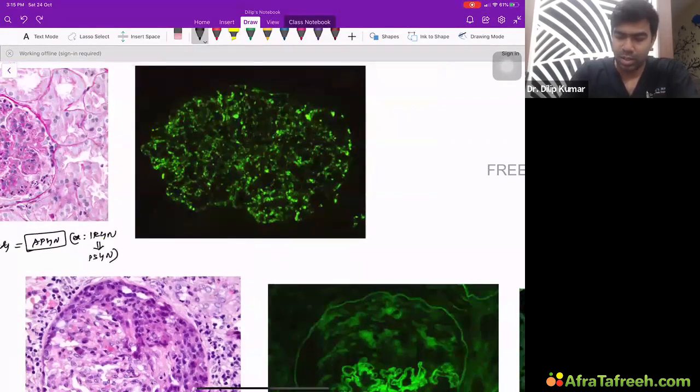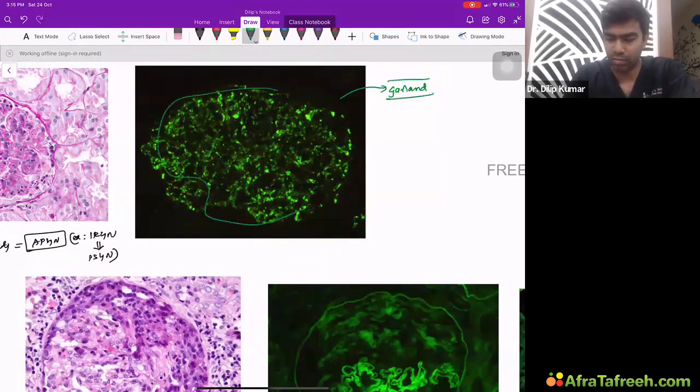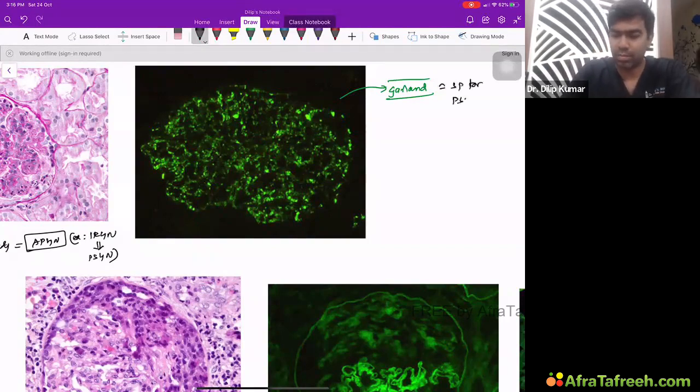Clear? So this vaguely goes towards a PSGN, not 100%, but vaguely, because here you see this typical garland kind of pattern. I generally stick to this term garland because this looks like a flower garland. There are multiple other terminologies for this, maybe starry sky pattern or whatever, but this is basically the garland pattern that we see in patients with PSGN. Not entirely specific, but vaguely specific for post-streptococcal glomerulonephritis, probably.